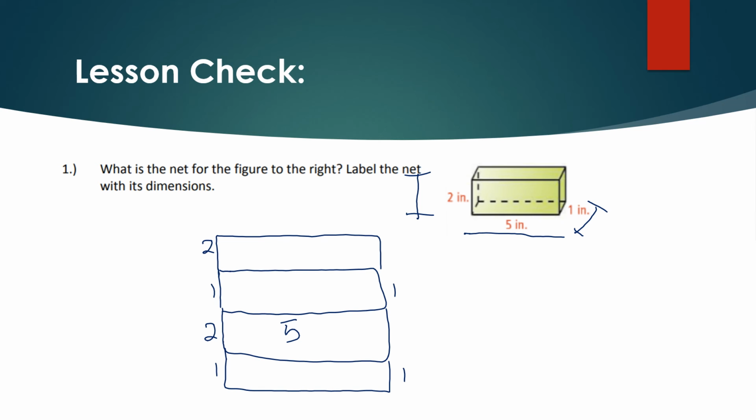So if I were to fold all of these, I should get a tube, which means I need to account for the right end and the left end. And these are going to be 1 by 2 rectangles. Here's a 1 by 2, and I could draw it over here also, a 1 by 2. Now if I fold all of these along their edges, I should get my 3-dimensional object.